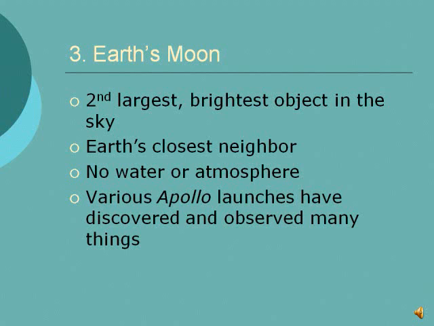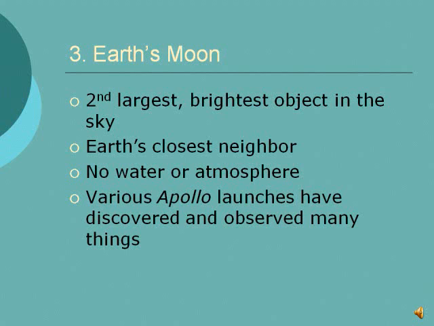Our moon is the second largest, brightest object in the sky. The first largest, brightest object in the sky would be the sun. So it's the second one. It is our closest neighbor. It has no water or atmosphere on it. And various Apollo launches have discovered and observed many things, including that there is no water.